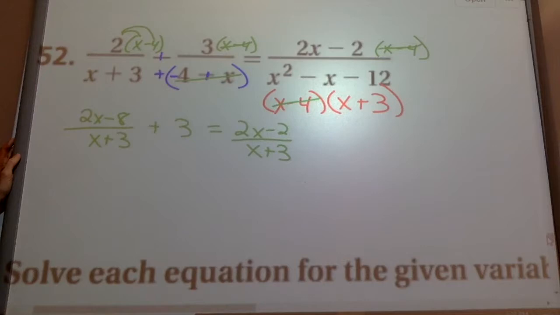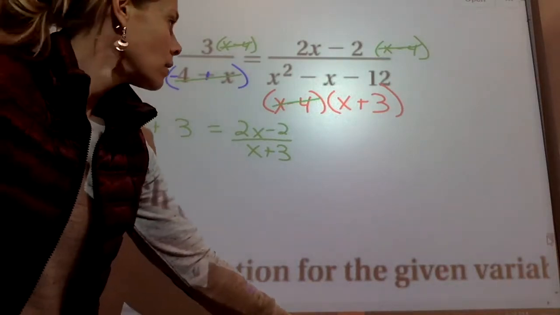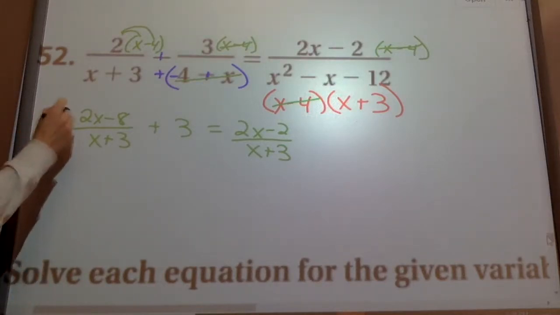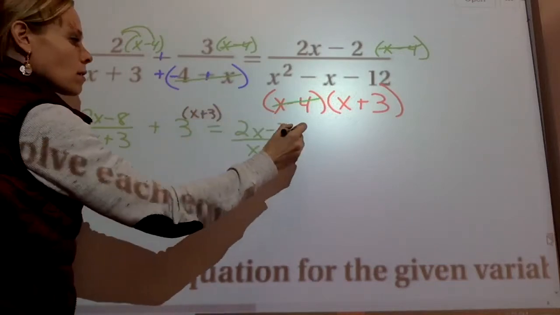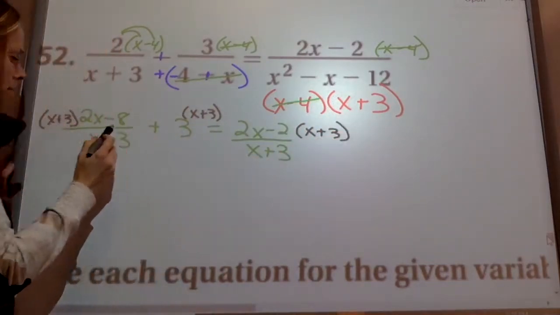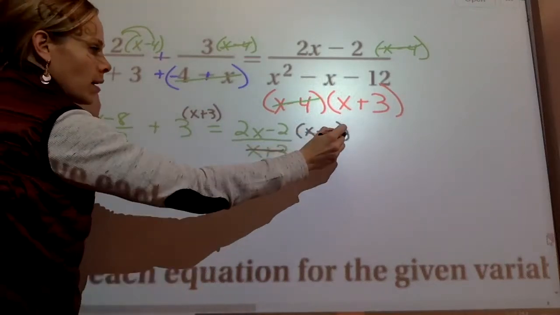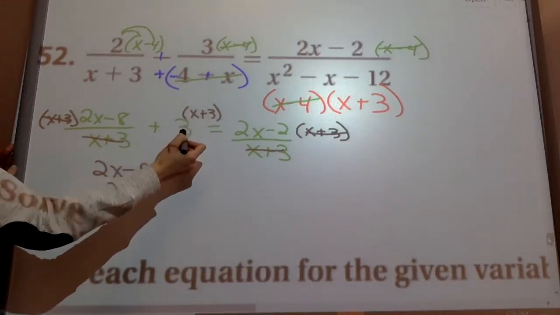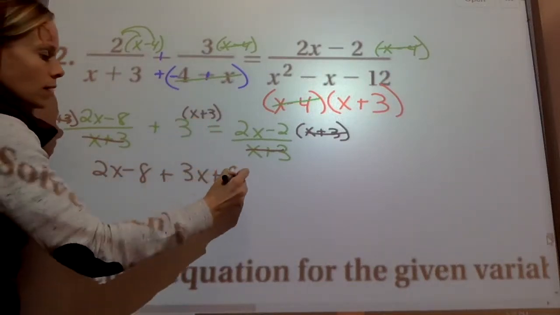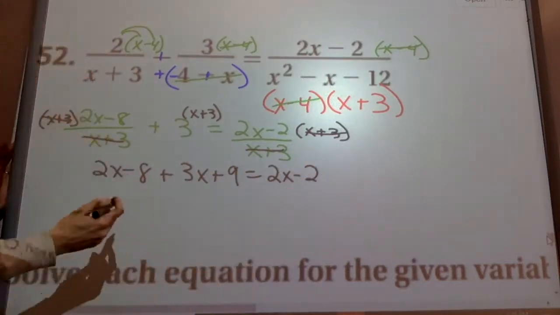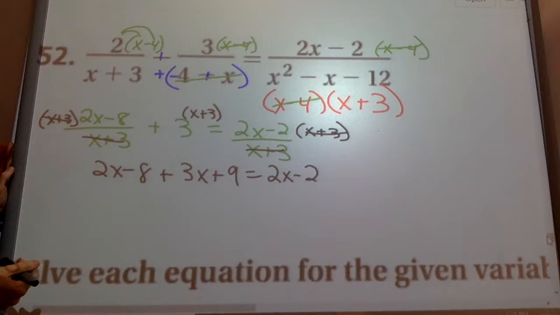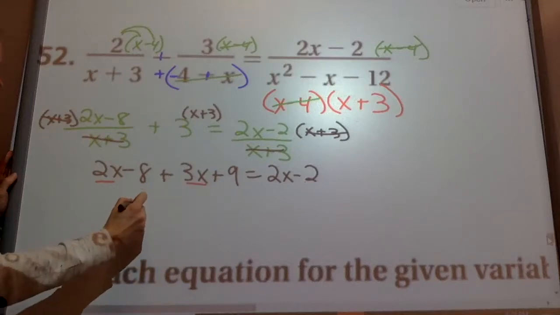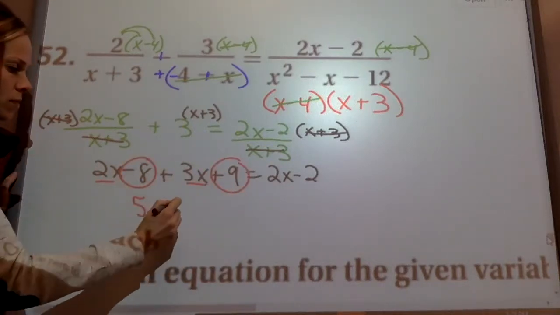And then one more step, what's still on the bottom? X plus 3. So I'm going to multiply everything by x plus 3. But if it's on the top and bottom, it's going away. So what's left? 2x minus 8 plus, I have to multiply, 3x plus 9 equals 2x minus 2. And again, this is a basic Algebra 1 problem. You just need to get your x's together, get your constants together. So combine like terms, 5x. Combine constants, plus 1.